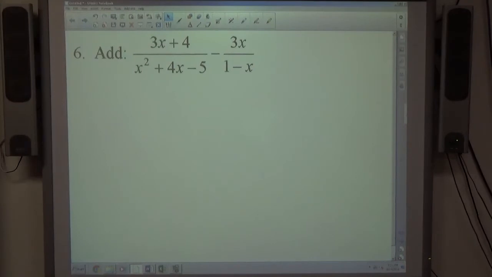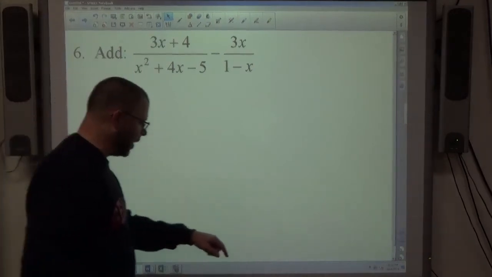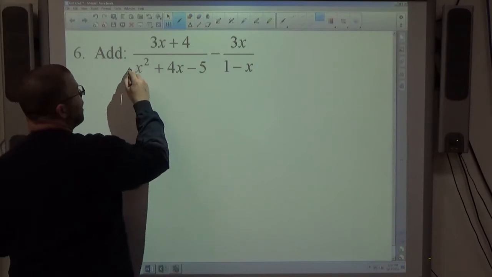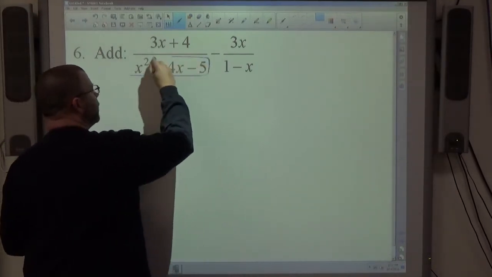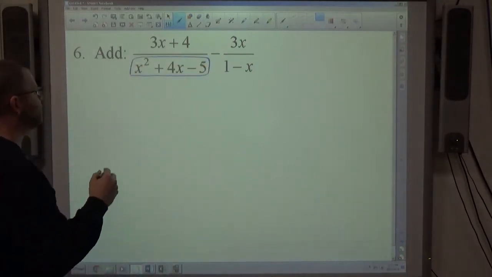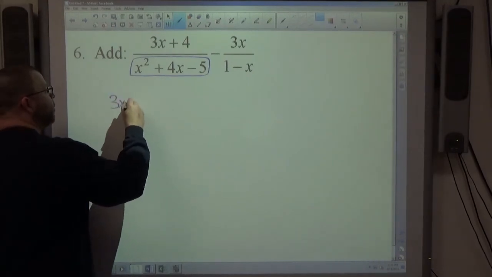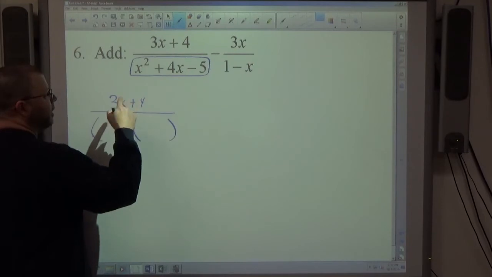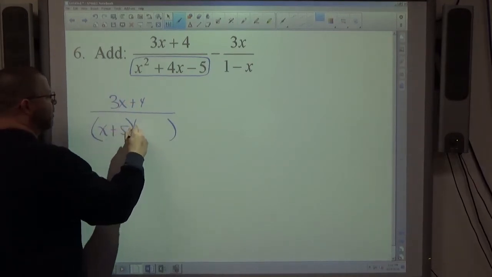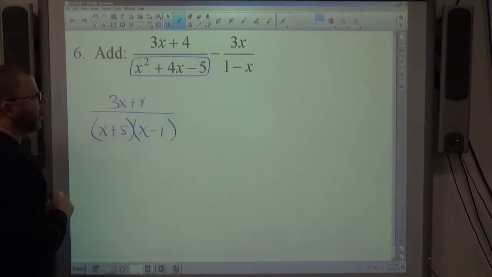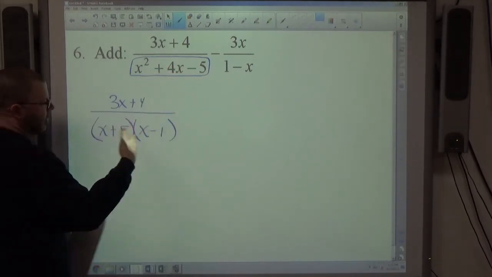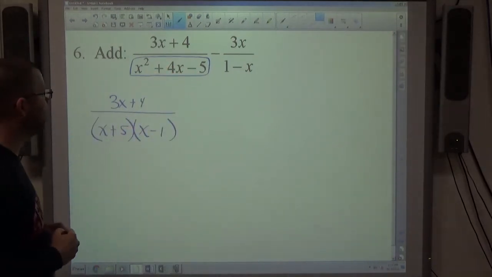Number 6. Addition of fractions. We can't add fractions until we get a common denominator. We don't want to get a common denominator until we factor a quadratic trinomial denominator to compare what we're looking at. So 3x plus 4 is going to stay as is. I can see clearly that x plus 5 times x minus 1 is the factor form of that quadratic. 5 times negative 1, 5 plus negative 1, so that's a real simple quadratic trinomial.